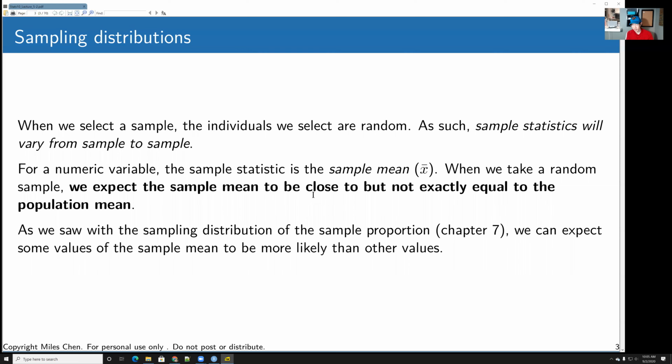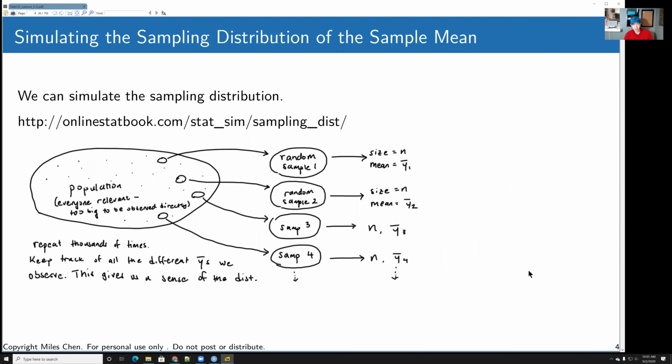As we're calculating these things, we can calculate the sampling distribution. We can expect some of the values of the sample mean to be more likely than other values. Here's a diagram of what your sampling distribution could look like.